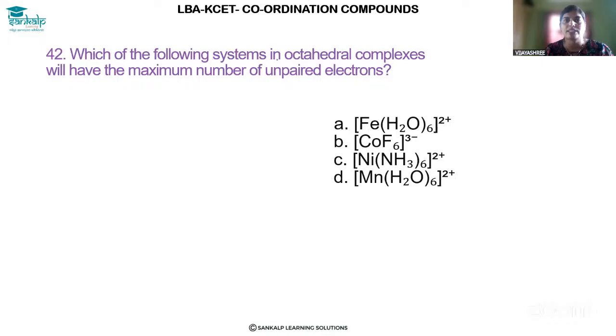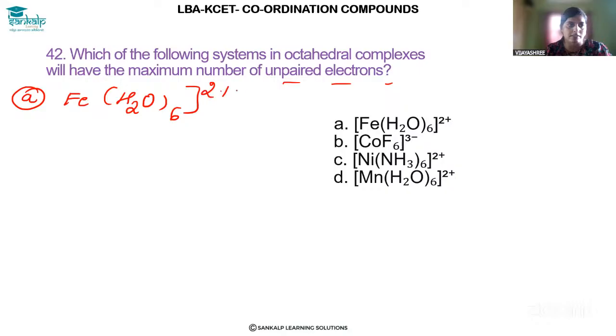Which of the following systems in octahedral complex will have maximum number of unpaired electrons? Maximum unpaired electrons means it is a high spin complex. Ligands are weak ligands, weak field ligands. Okay, let us check option A. Option A: [Fe(H2O)6]2+.